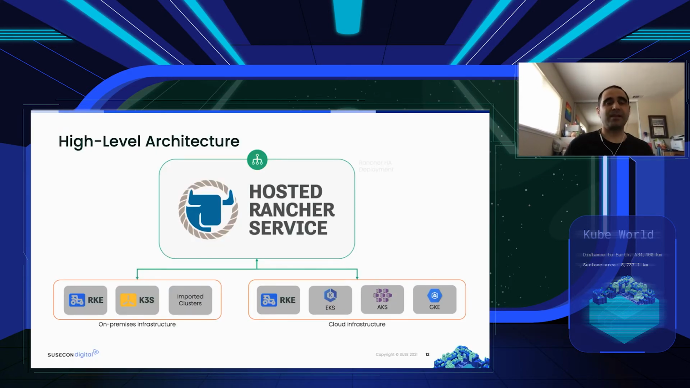So next, I'm going to go into the high-level architecture of how hosted Rancher works. At a very high level, we have the hosted Rancher service, which is basically a cloud service. It can manage your on-premise infrastructure or your cloud infrastructure. It can manage your RKE clusters, K3S clusters, and now RKE2, or you can import your clusters from essentially anywhere. In terms of cloud infrastructure, if you're running EKS, AKS, GKE, or RKE clusters that you've provisioned on any of these providers, including DigitalOcean, IBM Cloud, or any other cloud provider, we can manage the infrastructure as long as it can connect out into hosted Rancher.